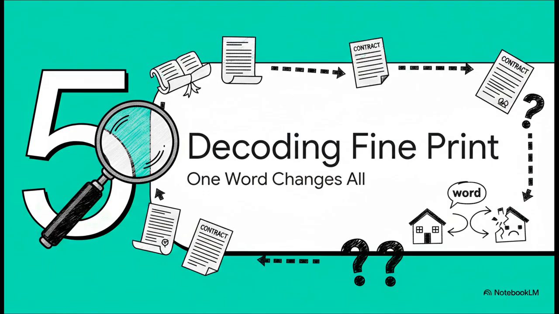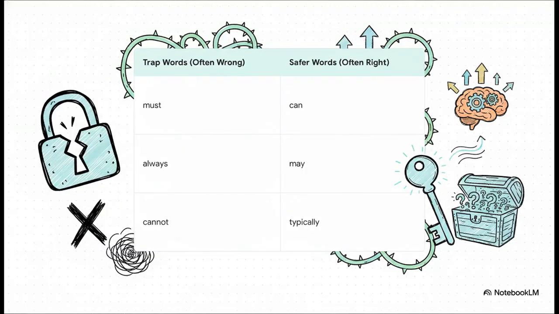Now, this might just be the single most important skill for passing your exam, because so often the entire answer hangs on one single critical word. This slide right here, this is your master key. You need to look for absolute words like must, always, or cannot. These are huge red flags. They're usually part of the wrong answer, because real estate law is just filled with exceptions. The safer and usually correct answers use more flexible words like can, may, or typically. Spotting these words is like having a superpower on exam day.